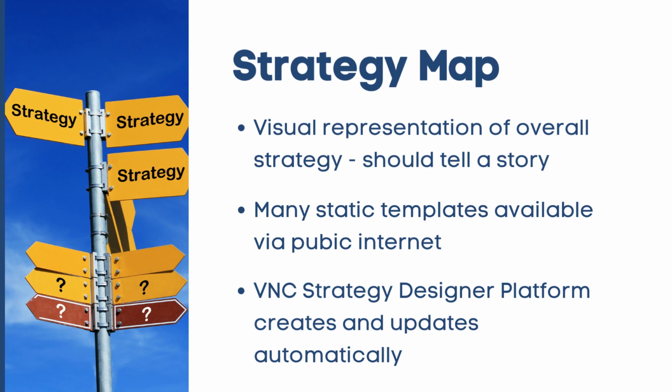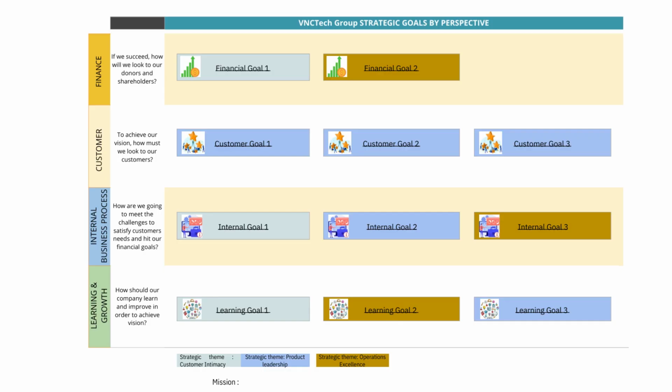The strategy map on the VNC Strategy Designer platform is not static. It's automated and it updates automatically from various inputs. Let's take a look at the strategy map at a high level. Here is a blank strategy map template we use on our platform that's available to all of our members. Let's walk through this. At a high level, the strategy map is divided into four perspectives: finance, customer, internal business process, and learning and growth.